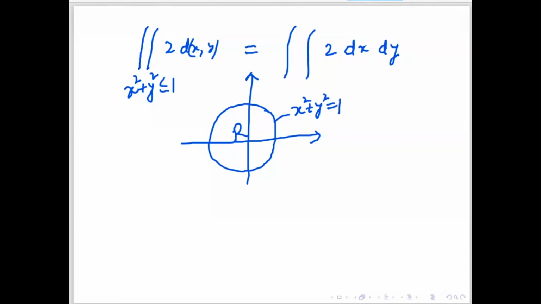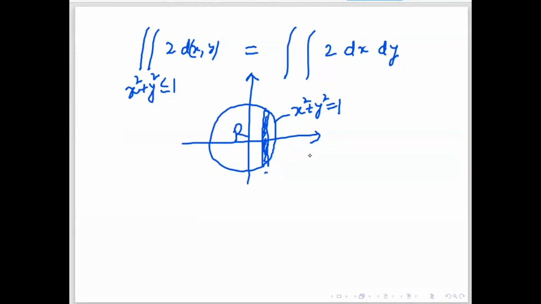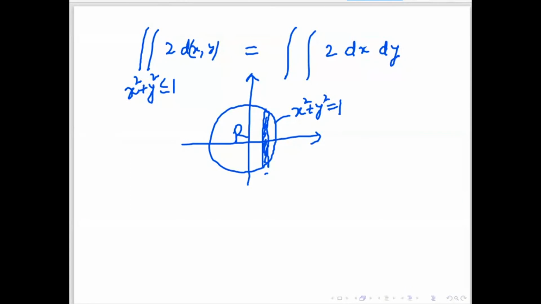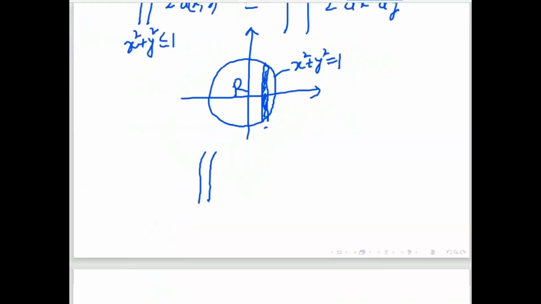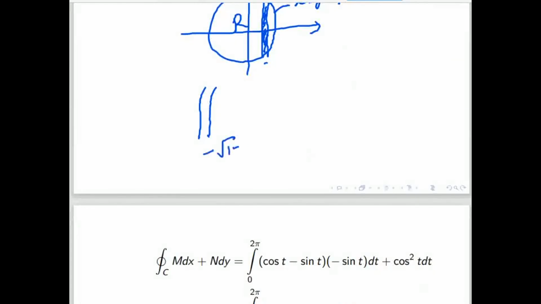So if you take, suppose, this vertical strip, then what is the limit for y? y will start from this circle and it will go up to here. So what is the limit of y? It is minus root of 1 minus x square, and it will go up to plus root of 1 minus x square. This is the limit of y.